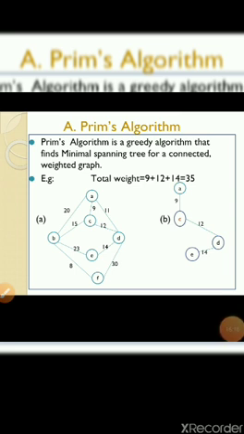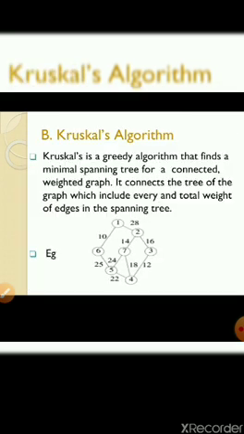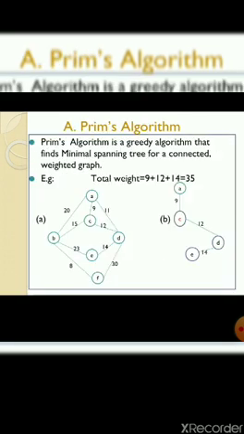That represents graph B: from A to C, C to D, D to E. Again, let's go to the next slide.